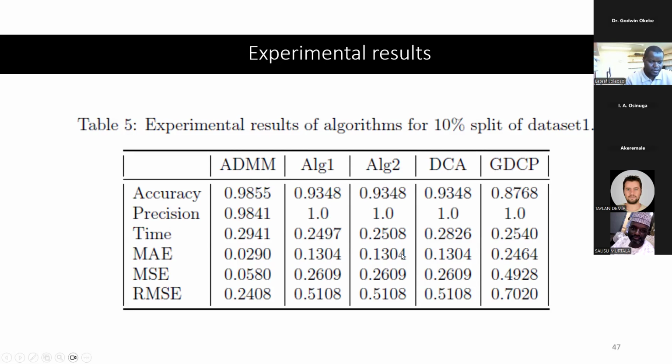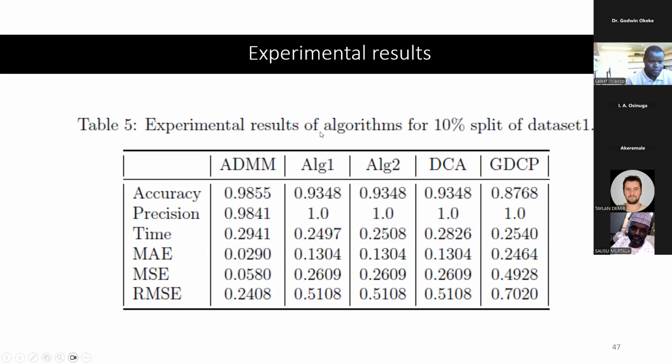So what this tells us is that though our method has a positive result in terms of computation time, there is a drawback in terms of the error or prediction. It's not too accurate.